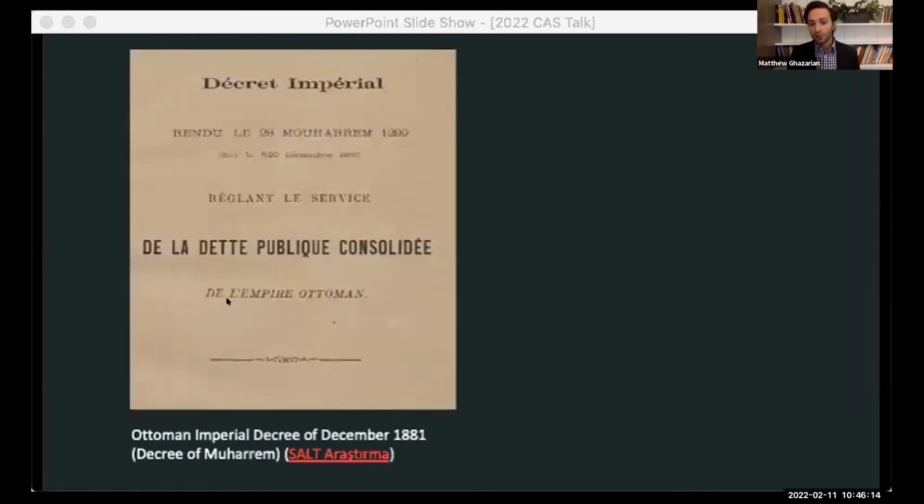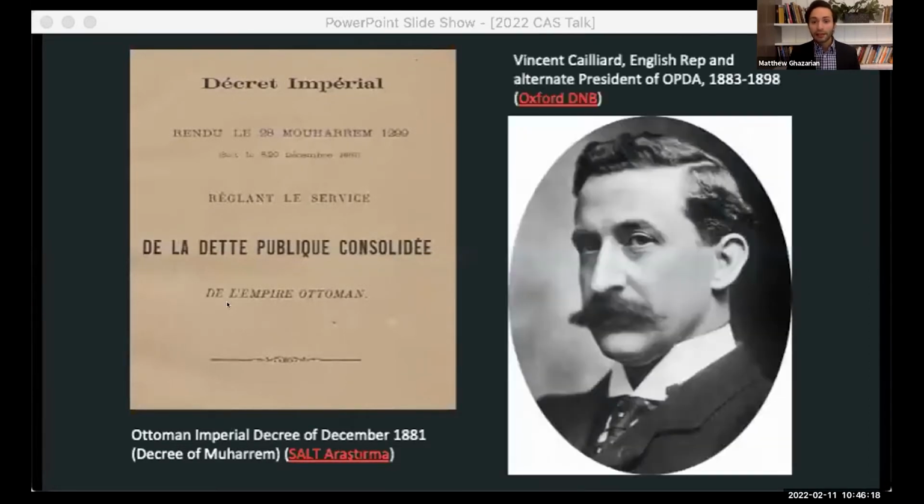Here's a picture of the decree that formed this administration, a translation of it anyway. And here's a picture of one of its alternating presidents early on, Vincent Caillard. In exchange for a write-off of almost half of its debt, the Ottomans accepted the control of 13 up to 25% of its revenues to this commission, which was dominated by representatives of its European creditors.